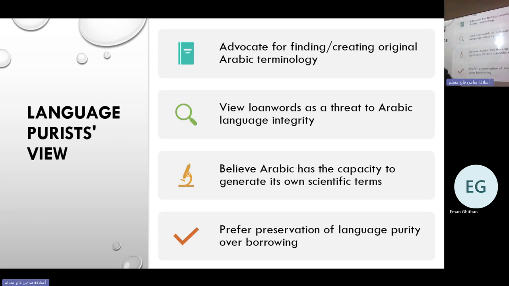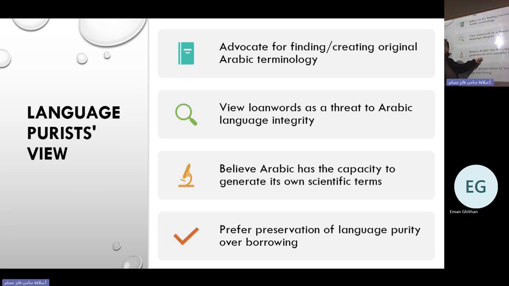Okay. So language purists view, they advocate to find alternative Arabic words that already exist in the Arabic language. They view loan words as a threat to the Arabic language integrity. Why? Because you are including foreign words into the Arabic language and adopting them as Arabic words, and they are not. So for them, you're twisting the language. They believe Arabic has the capacity to generate its own scientific words.